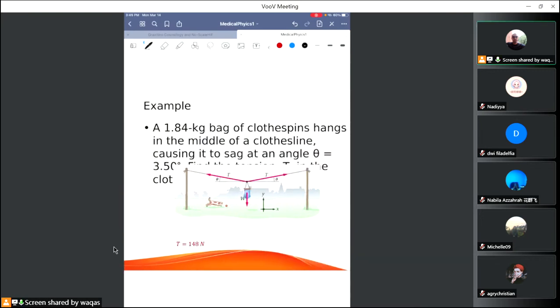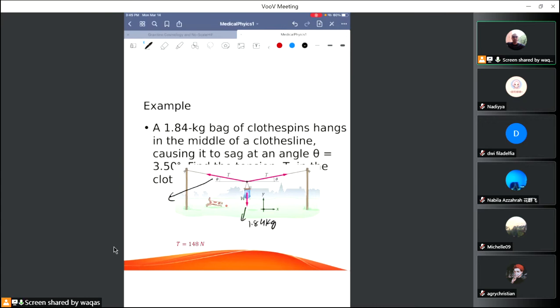Okay, now we can do another example. For example, this is a bag, and this bag has a weight of 1.84 kg. Actually, there is some text behind this, but the picture came up. I will give you an updated PDF after correcting this.